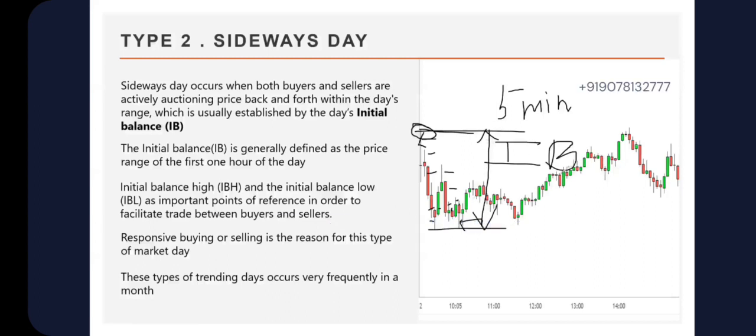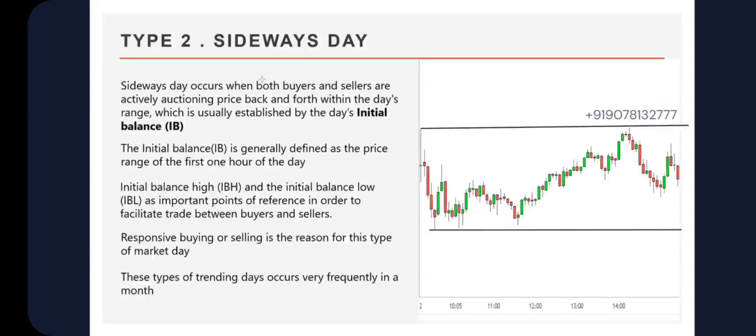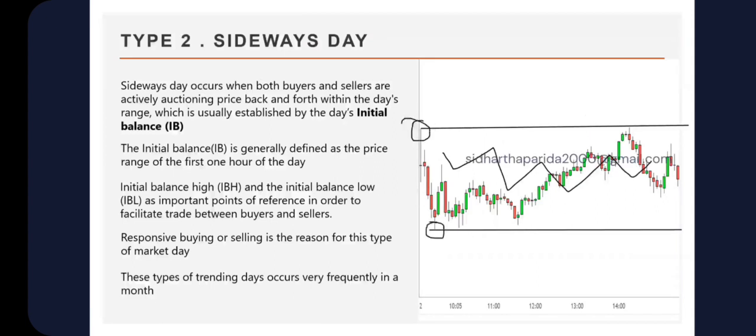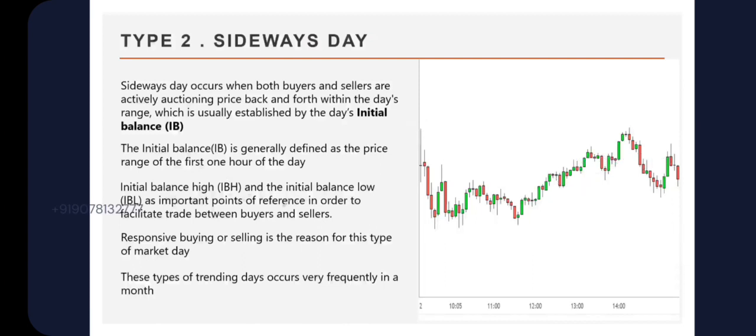So price normally trades between that initial balance on sideways days. It made a range here, and for the rest of the day, it stayed between the initial balance high and initial balance low. That is the initial balance range, right? Initial balance high and initial balance low are important points of reference in order to facilitate trade between buyers and sellers. Responsive buying or selling is the reason for this type of market days.